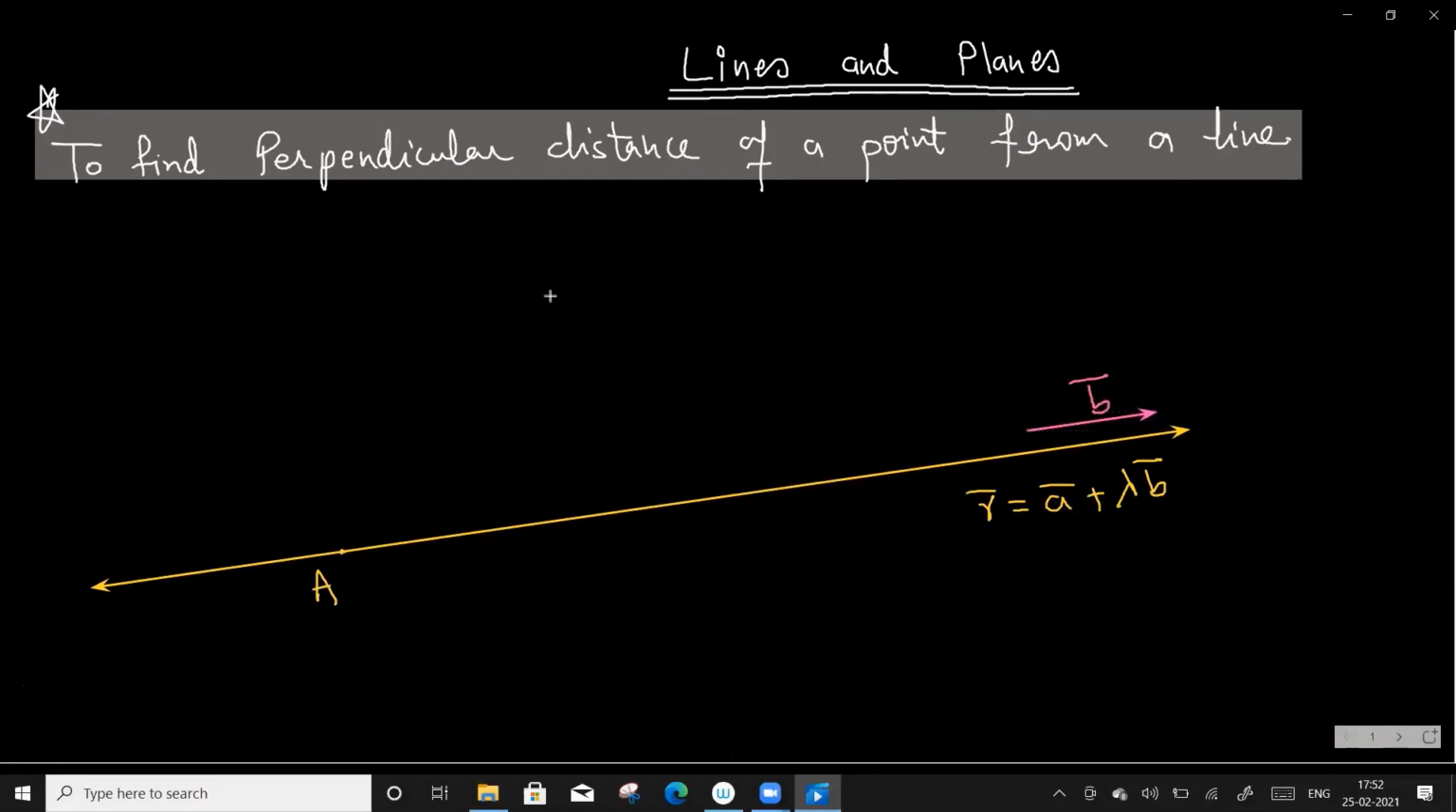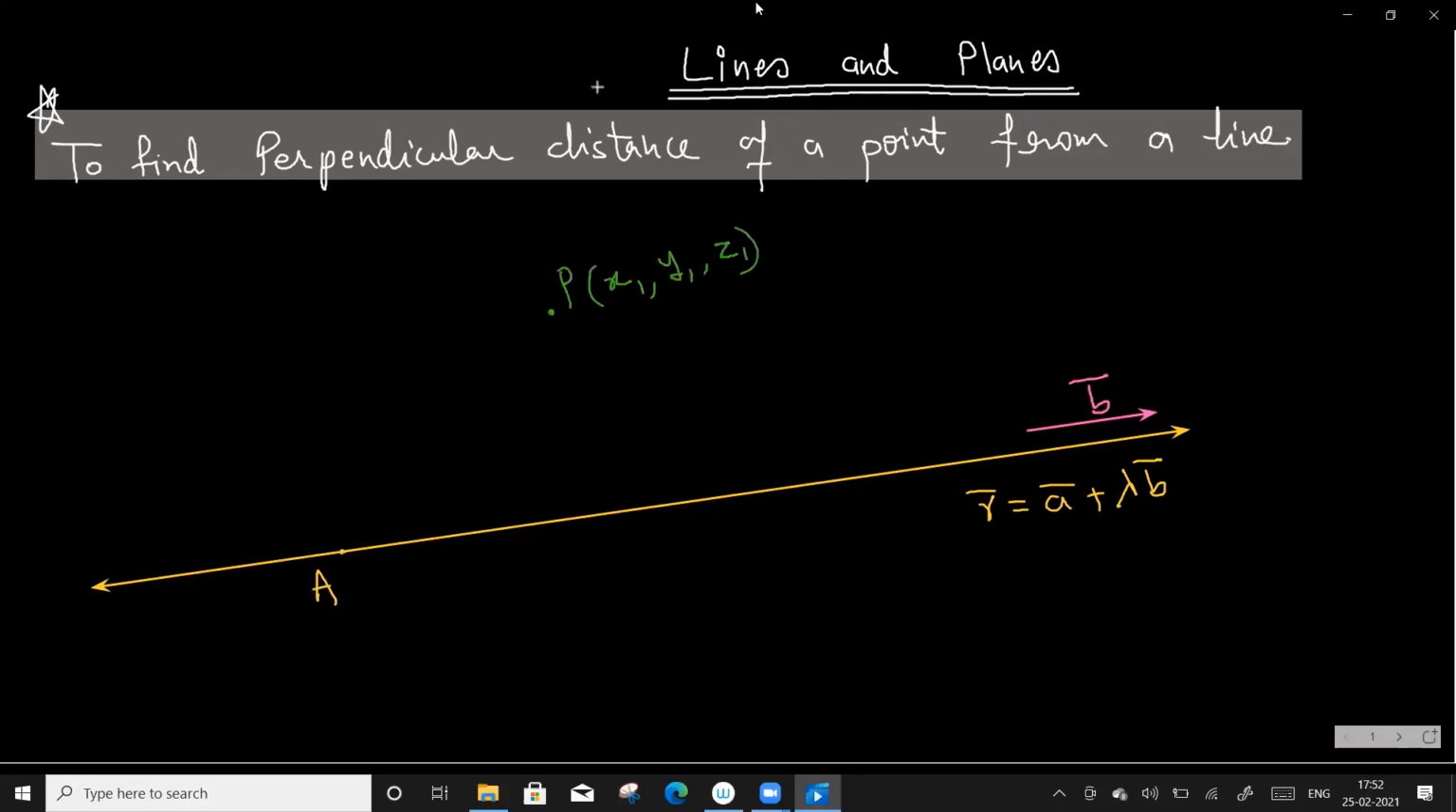Now somewhere here you have a point in space, and that point is, say, point P. You have a point in space, point P, whose coordinates are known to you, x1, y1, and z1. So the coordinates of point P are x1, y1, z1, or whatever, a1, b1, c1.